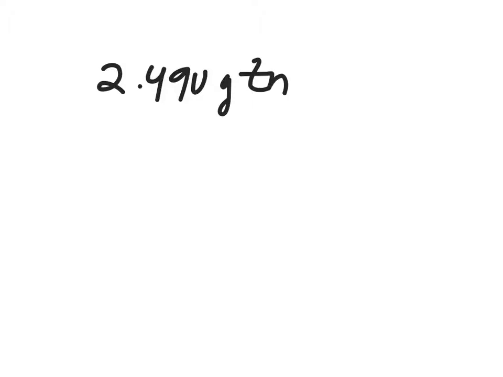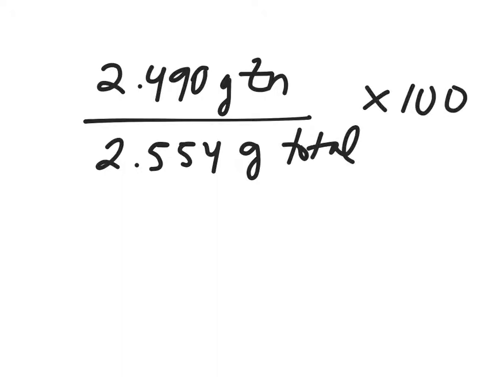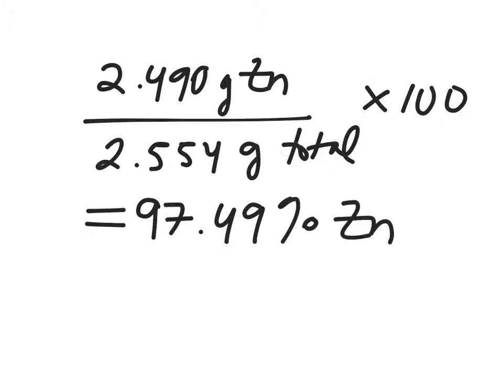So if we wanted to figure out the amount of zinc we had, we would take 2.490 grams of zinc, that's the part of the sample that's zinc, and divide it by the total, which is 2.554 grams total, and then we would multiply it times 100. That would tell us we had 97.49% of zinc in our penny.